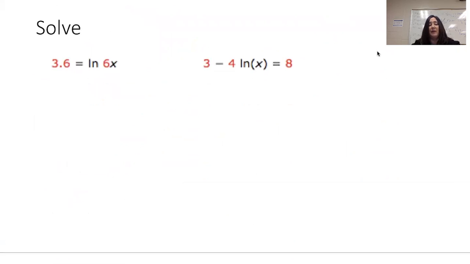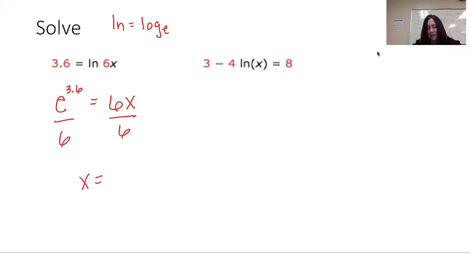One thing that you have to think about with logs, in order to solve a log, you have to change it to an exponential. So if you think of ln, remember ln is really log base e. So we rewrite this as an exponential. So it would be e to the 3.6 equals 6x. Remember, a log is a fancy way to write an exponent. So really this log is the exponent. Solve that for x by dividing by 6. We get x equals e to the 3.6 over 6.